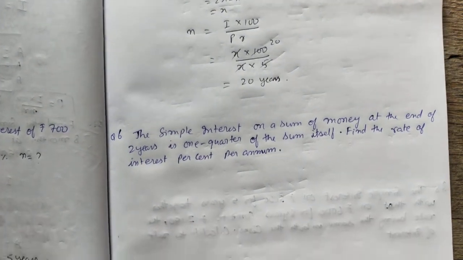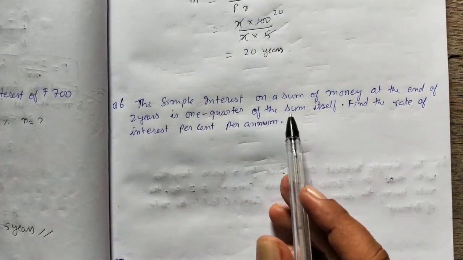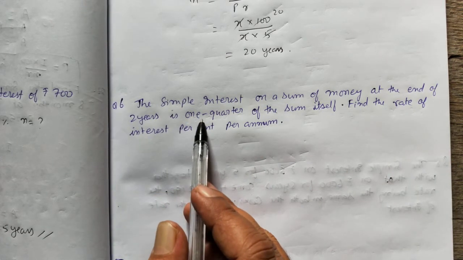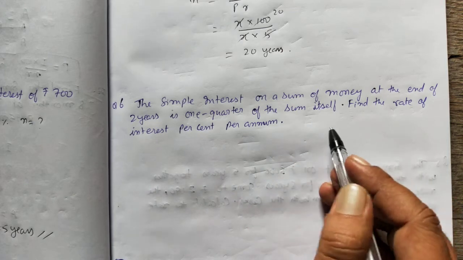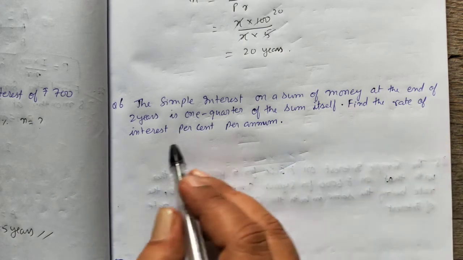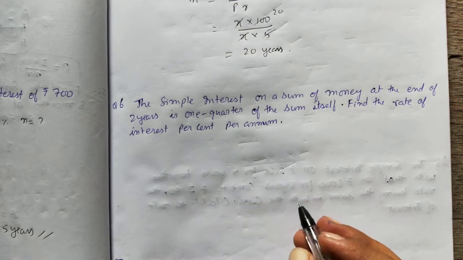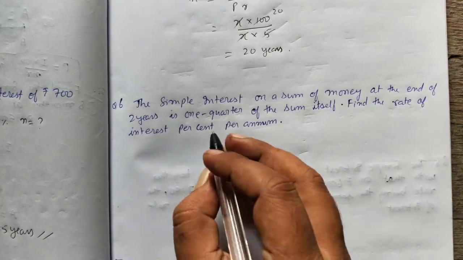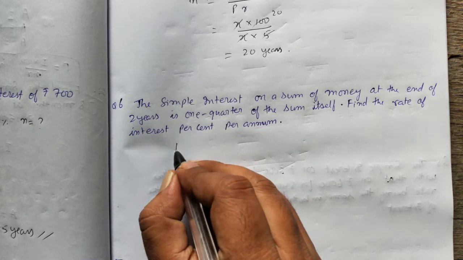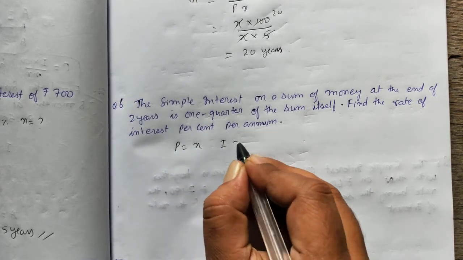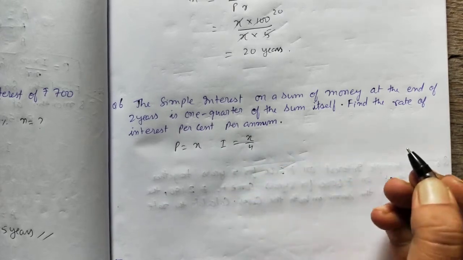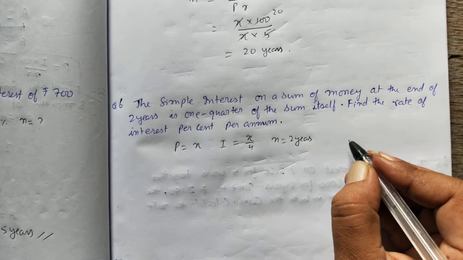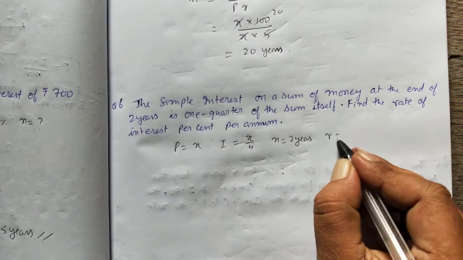Let's do question number 6. The simple interest on a sum of money at the end of 2 years is 1/4 of the sum itself. Find the rate of interest percent per annum. Suppose principal is X, then the interest becomes quarter, means X by 4. In how many years? 2 years. Find the rate of interest. R is question mark.